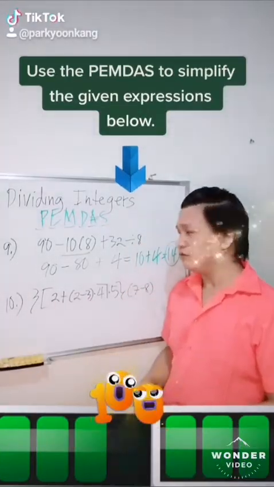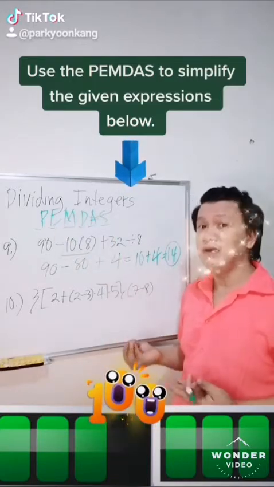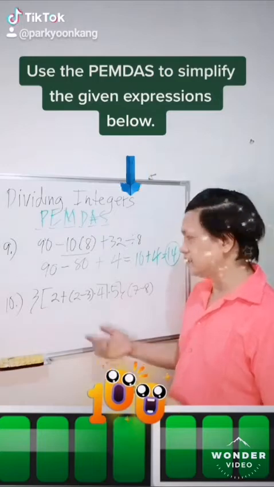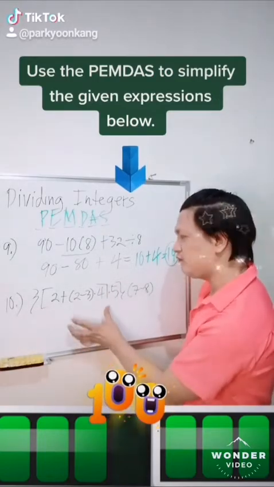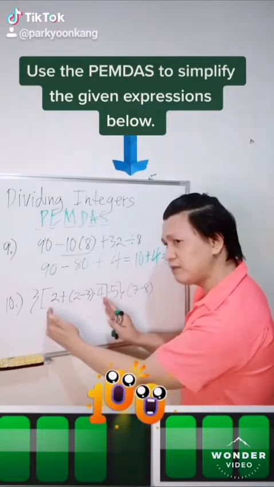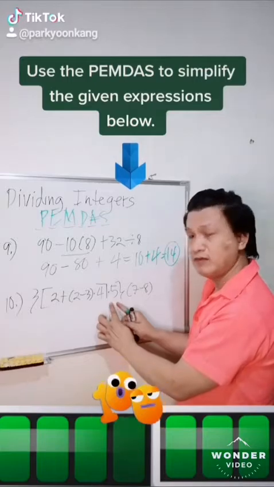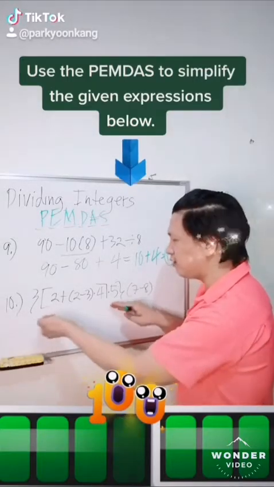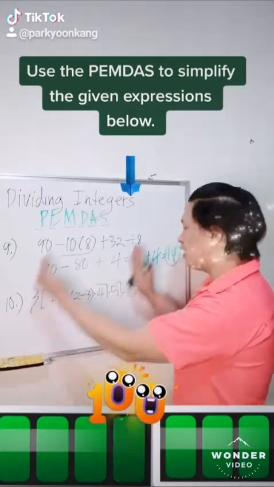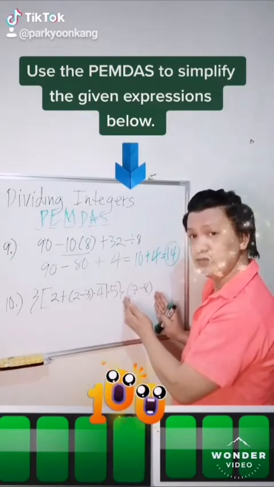How are we going to solve number 10? So, just simply, kailangan ma-notice mo yung mga kailangan unahin. We have the parentheses. So, meaning, you're going to simplify first yung nandito sa loob. After you ma-multiply yung mga nandito sa loob, then added by 2, you're going to multiply by 5. And then, after you simplify inside the parentheses, you're going to multiply to the simplified of 7 minus 8. How are you going to do that?